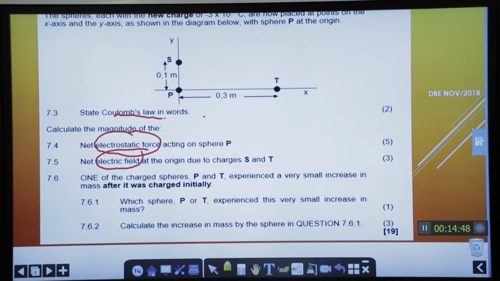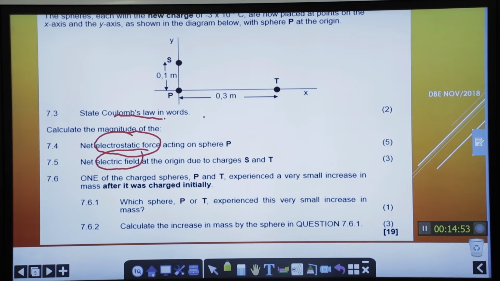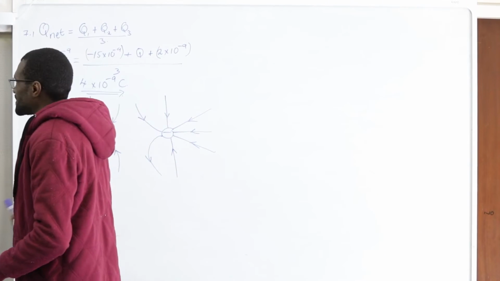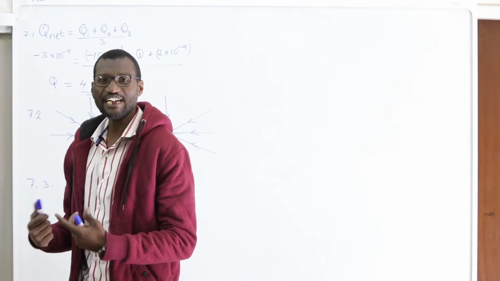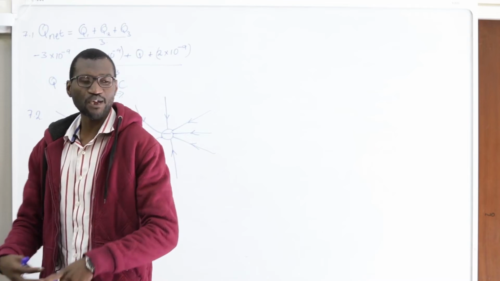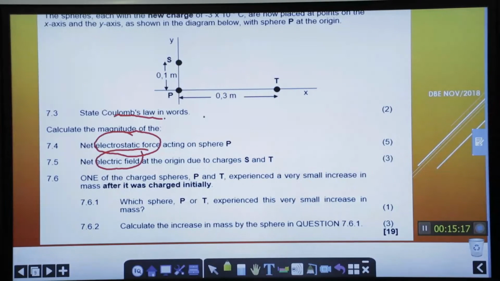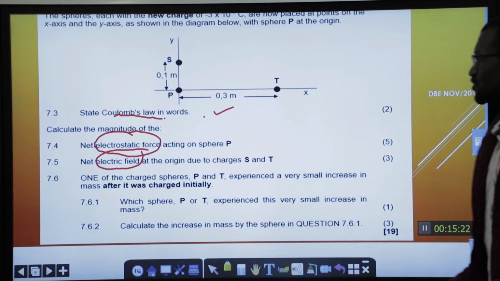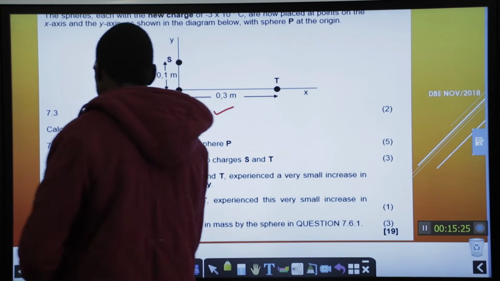It states that the magnitude of the electrostatic force between two charges is directly proportional to the product of the magnitudes of the charges, and inversely proportional to the square of the distance between them. Be able to state that, write it out as I'm saying it, recite it time and time again, write it on a piece of paper, stick it up on your wall, and read it day in, day out. Why? Because for 2 marks, the examiner would want you to state Coulomb's law.